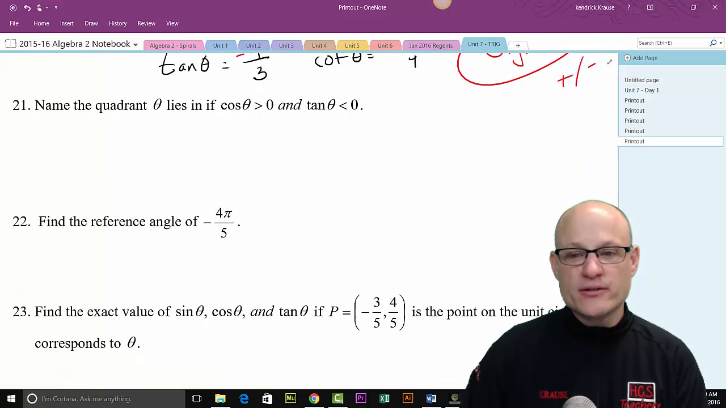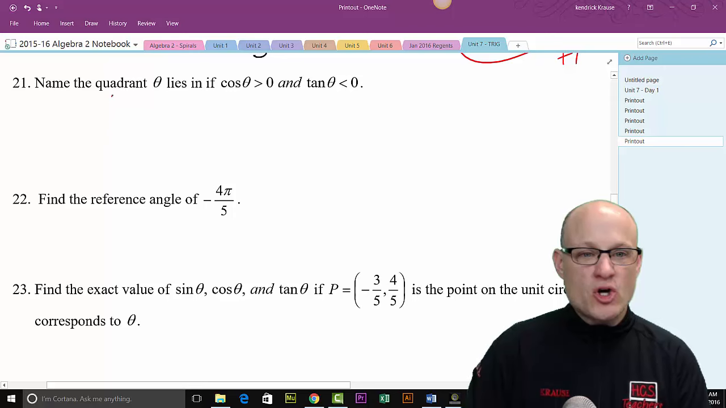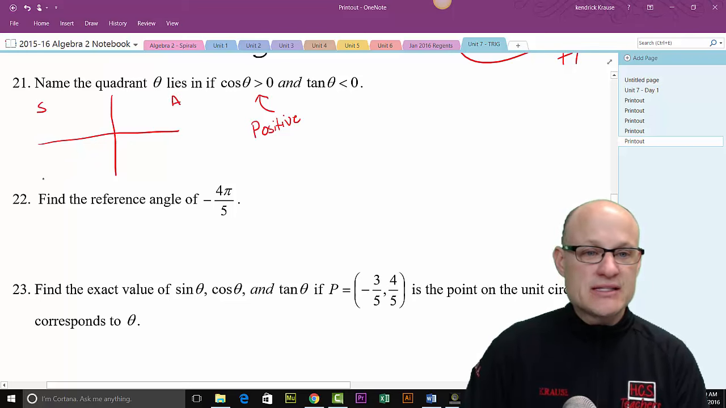Name the quadrant that theta lies in if cosine of theta is positive. This does not mean greater than 0. It means positive. Cosine is positive. So, All Students Take Calculus.